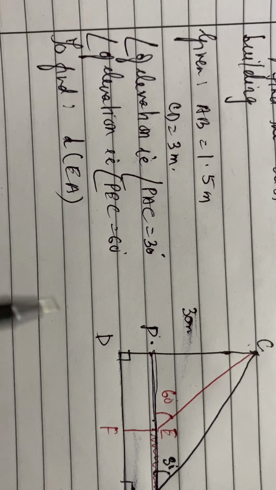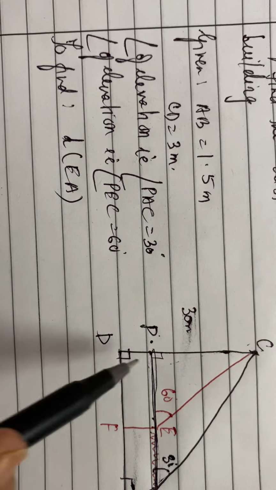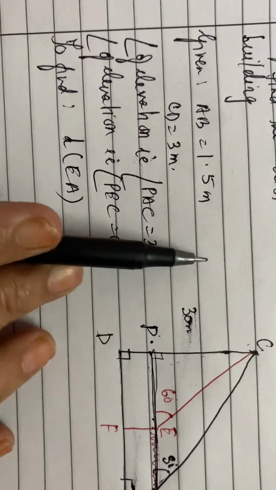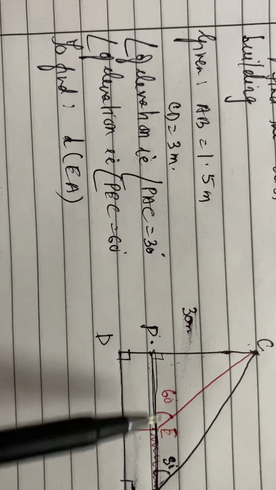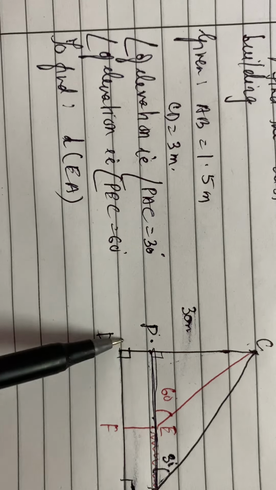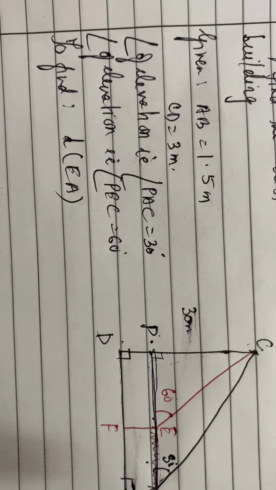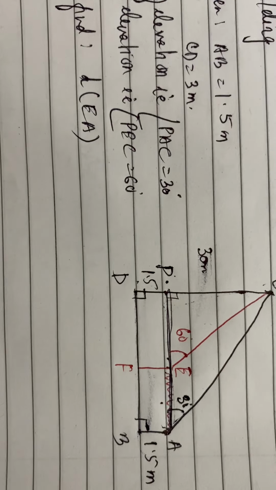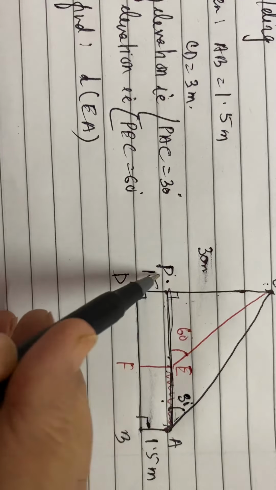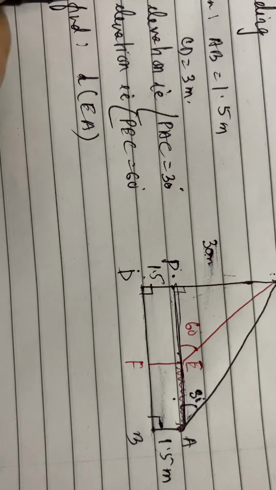So we have two right triangles, CPA and another right triangle CPE. For that purpose, if you have a look at this figure, PDBA is a rectangle. And if it is a rectangle, then this length PD is 1.5. So naturally CP will be 30 minus 1.5. So let us begin with the solution.